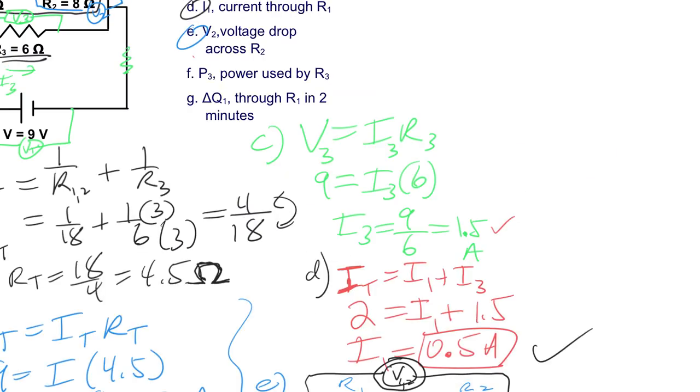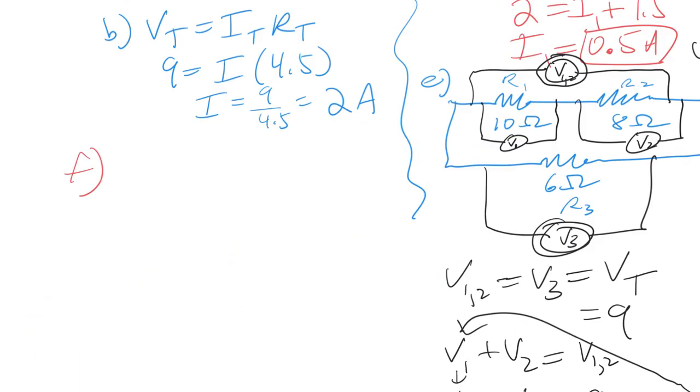So the next thing they're going to ask us is, what's the power used by R3? So what do we know about R3? We know the resistance. We know the voltage. Resistance is 6. And I don't know the I, but that's okay because I can find the power from just R and V.